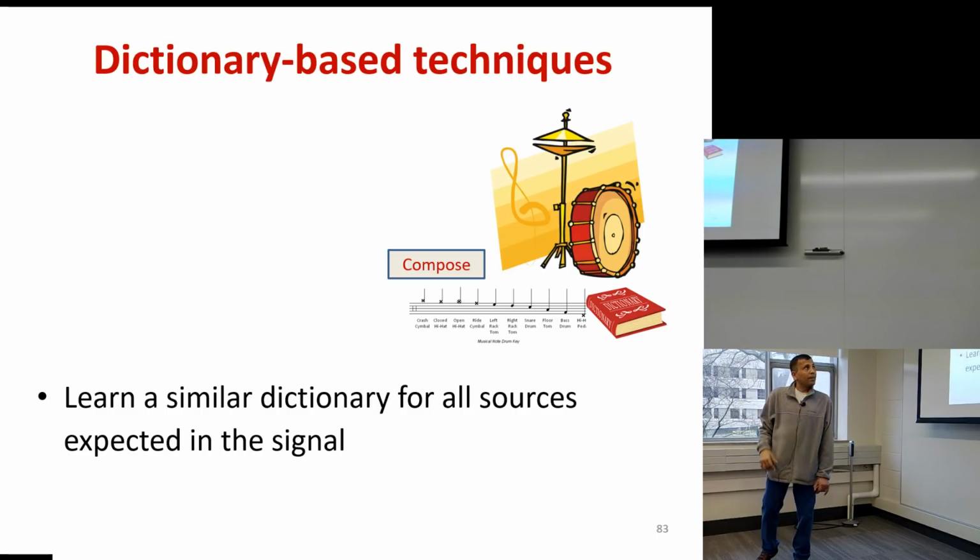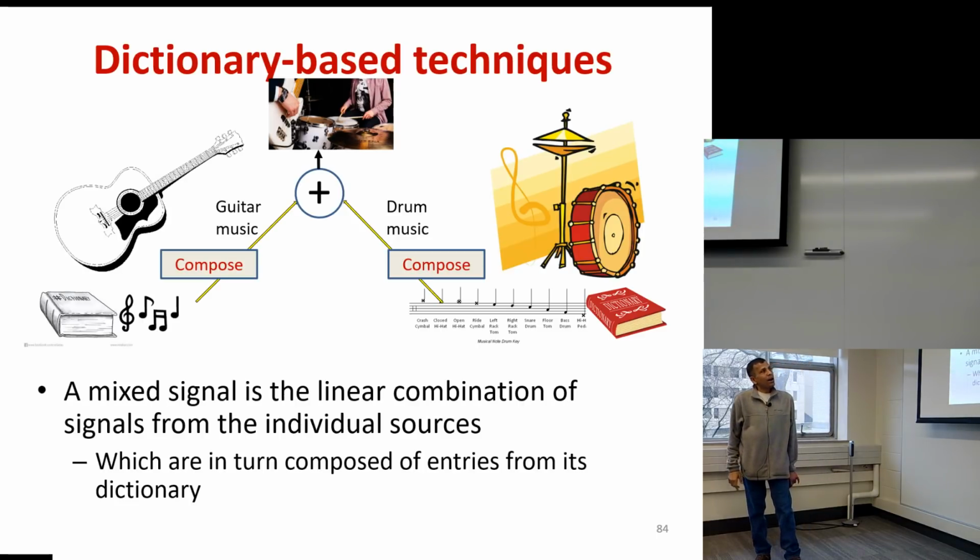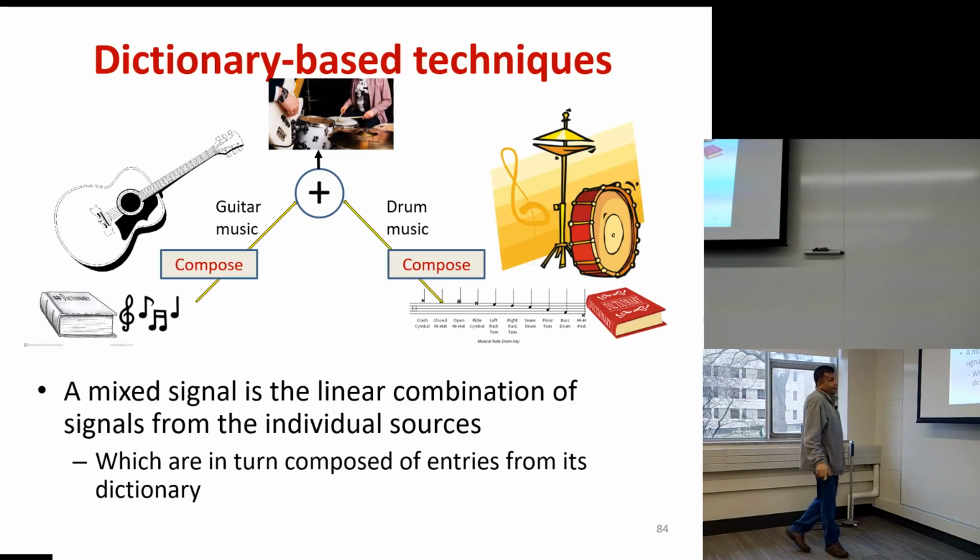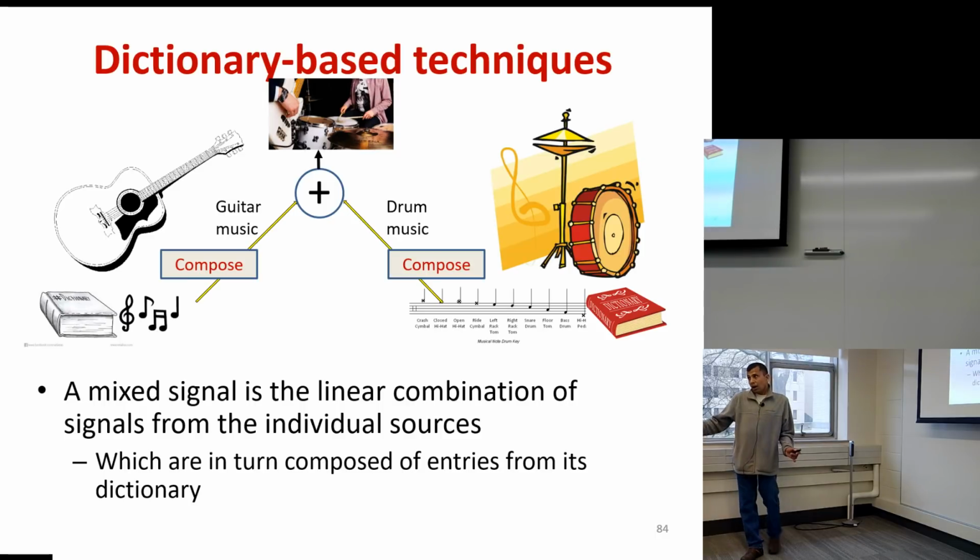And now we know that a mixed sound is a composition of the guitar sounds and the drum sounds. Furthermore, I can assume that the guitar sound lies in the guitar manifold. It's been composed by entries from the guitar dictionary. Also the drums have been composed by entries in the drum dictionary. So the overall final mixed sound is a composition of something generated by the drum dictionary and something generated by the guitar dictionary, all mixed together.